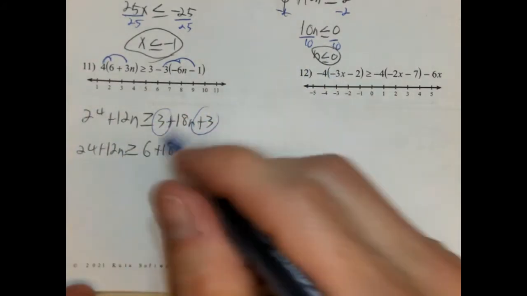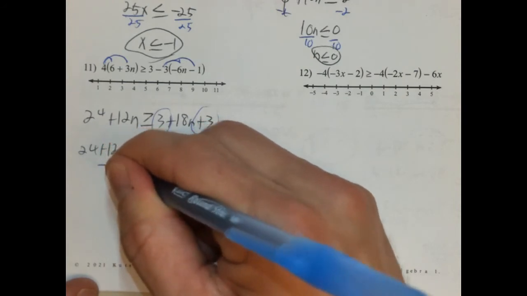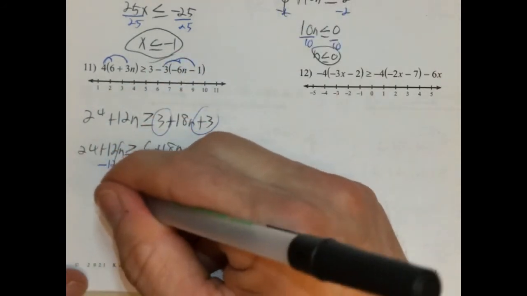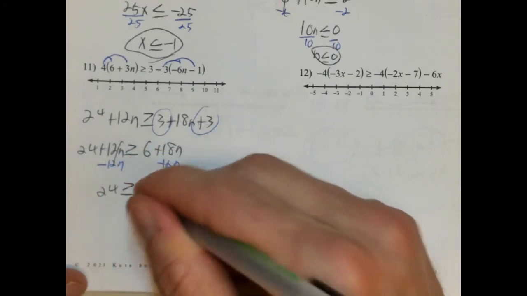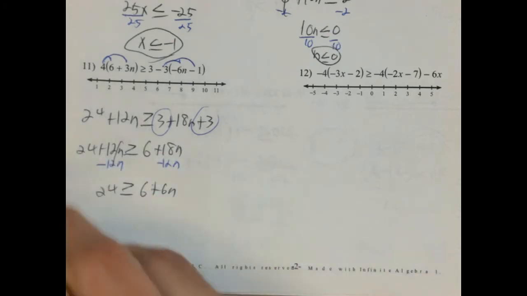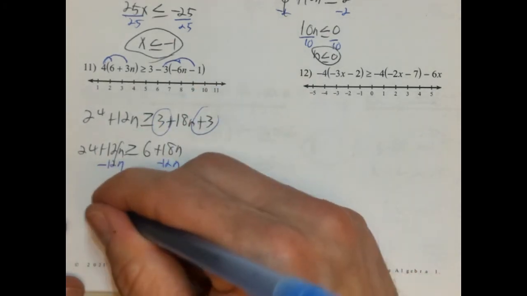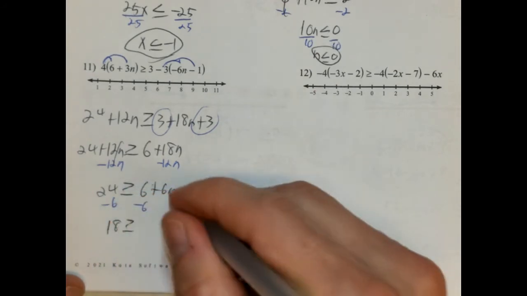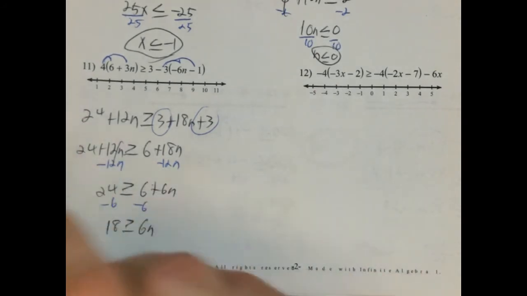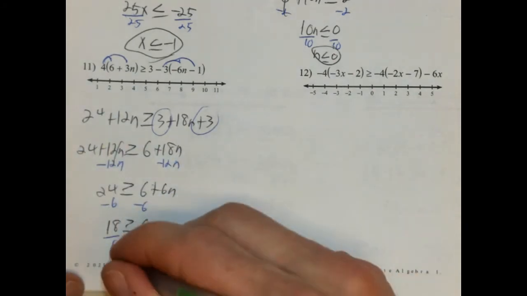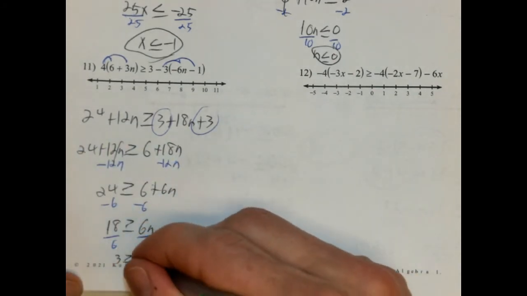Now let's move the variable with the smaller coefficient. So we're going to subtract 12n from both sides. So we're going to have 24 is greater than or equal to 6 plus 6n. And now we're going to get rid of our constant, which is 6. So we have 18 is greater than or equal to 6n. Divide both sides by our coefficient, which is 6. And 3 is greater than or equal to n.